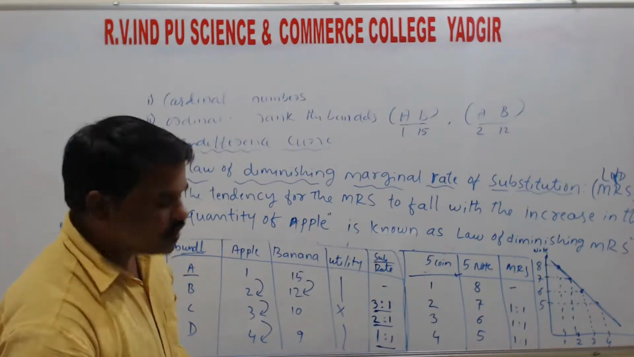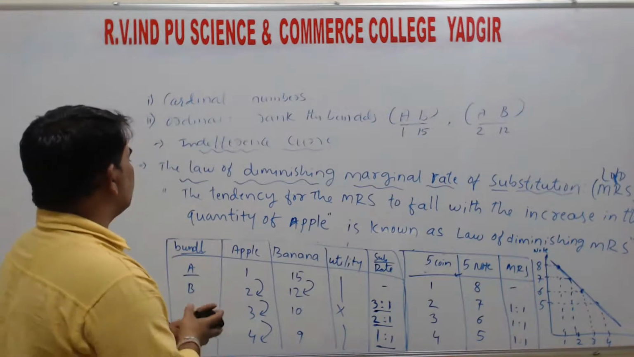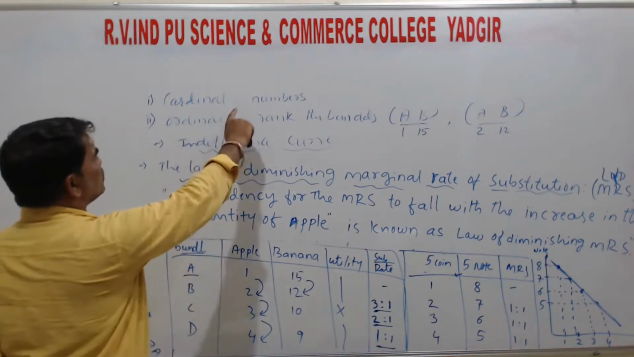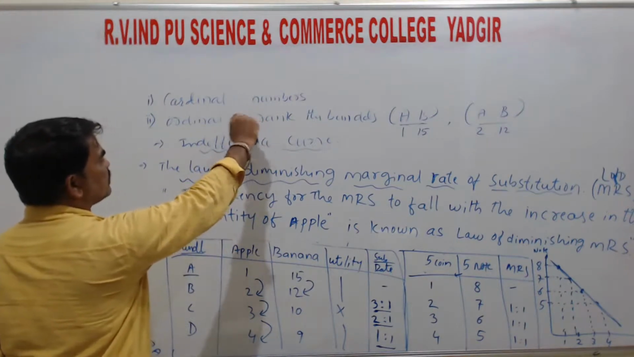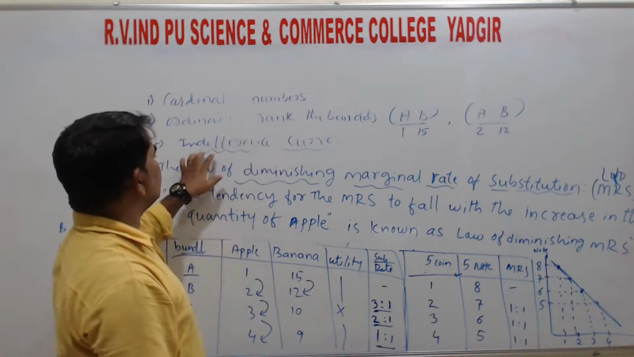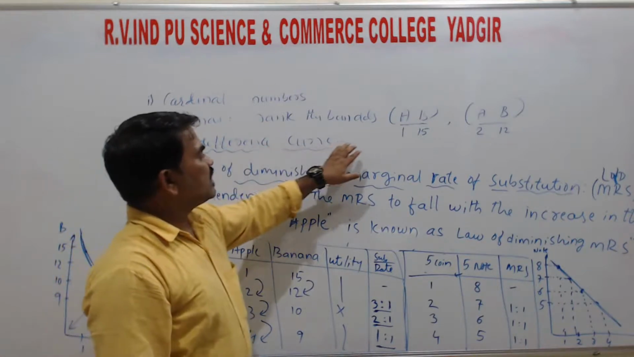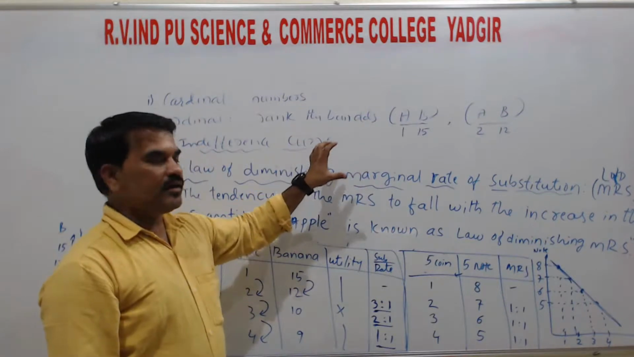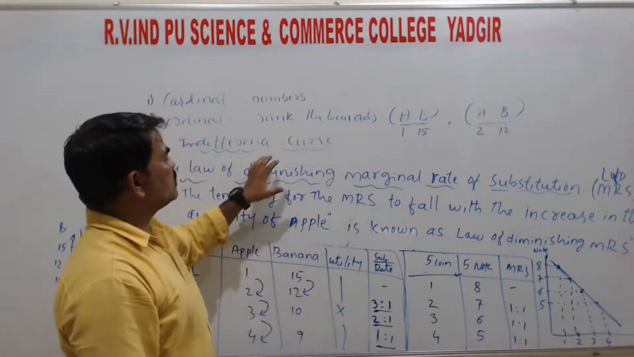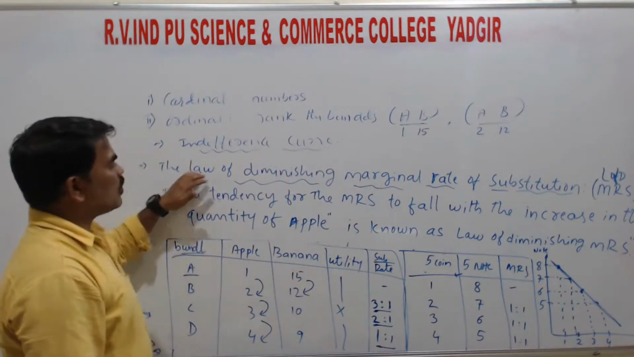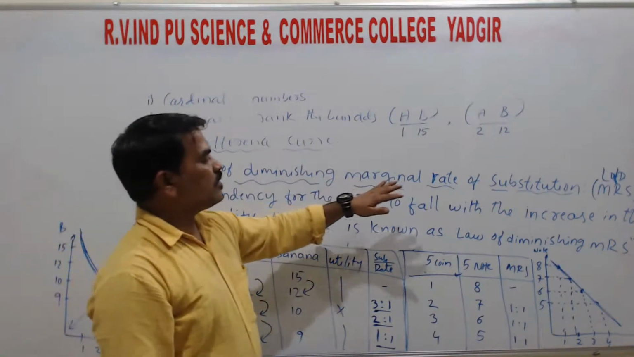So these are the concepts we have discussed. What is cardinal? Here they are measuring with numbers. Ordinal, they are trying to rank the bundles. Indifference curve means we will keep his satisfaction level the same and try to find out different combinations to maintain his satisfaction level the same. And the law of diminishing marginal rate of substitution.